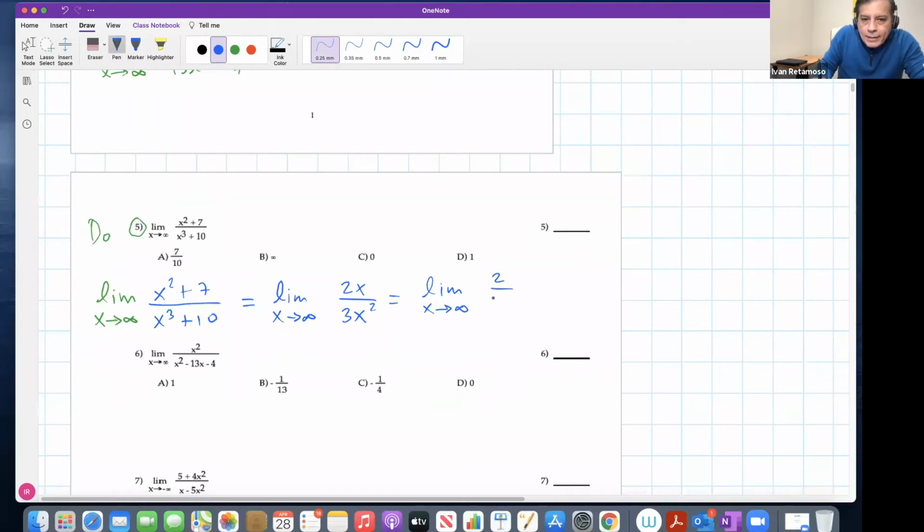One x cancels, one x stays, right? But this limit, remember, it's just this, 2, 3 times some huge number. You think of replacing here a big number such as 1 million, 1 billion, that will make this quotient 0, right? So 0 over infinity is 0. Final answer. Excellent.